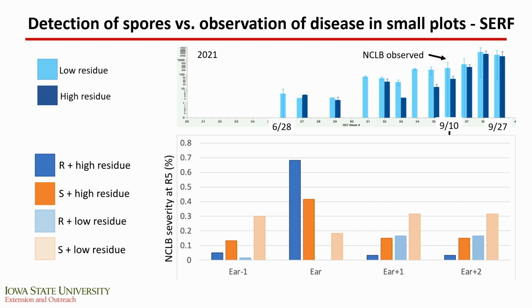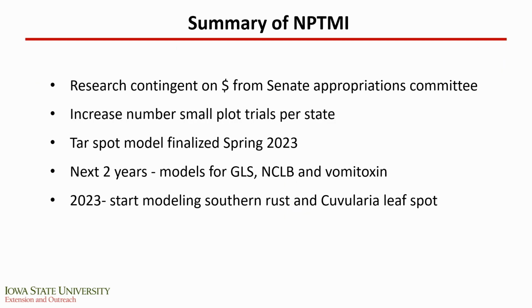So we have the darker bars are for the high residue, and the lighter bars are for the low residue. And then we have the blue bars are for a resistant hybrid, and the orange bars are for a susceptible hybrid. And so you can see the amount of northern corn leaf blight that we had there. So all of this data, when we saw the spores, how much northern corn leaf blight we had, and then the weather variables will all get fed into models then to help us predict whether northern corn leaf blight is going to be a problem and whether we need to spray for it.